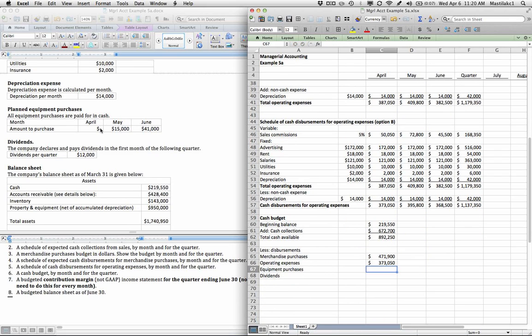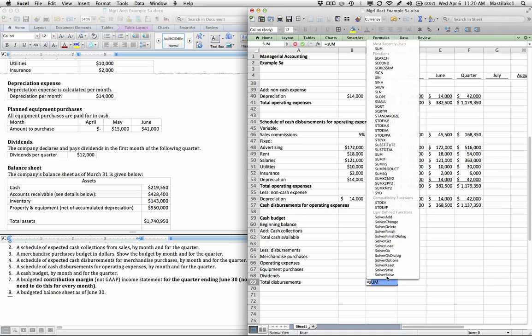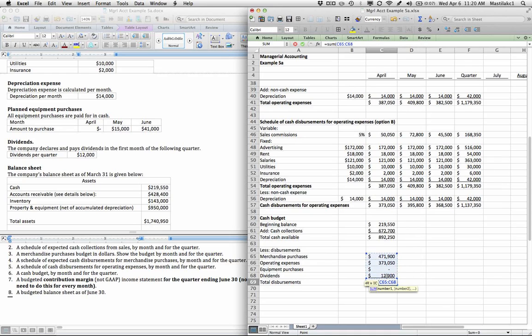Equipment purchases. What are we told about equipment purchases? We're told equipment purchases in the month of April are going to be 0. In dividends, we're told that our dividends during the month of April will be $12,000. So what are our total disbursements? Our disbursements during the month of April are going to be $856,950. We've got cash of $892,250. We're going to spend $856,950.